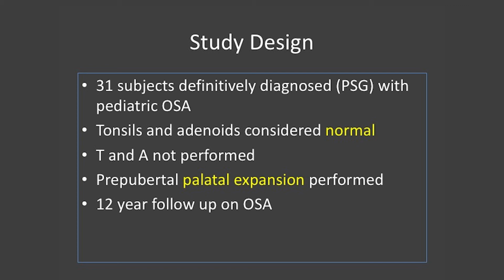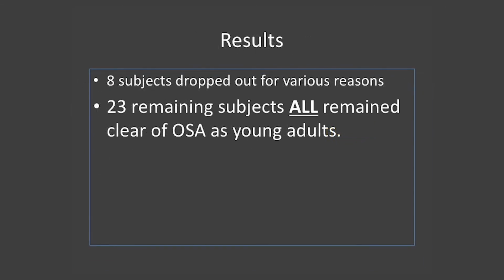But they did do prepubertal palatal expansion on all of these patients, all 31. So they had OSA, tonsils and adenoids were normal, and they did expanders. They did a 12-year follow-up on these patients, so they brought them back. They lost a few of them, they lost 8 along the way for various reasons, but they got 23 that came back. 100% were clear of obstructive sleep apnea as adults.